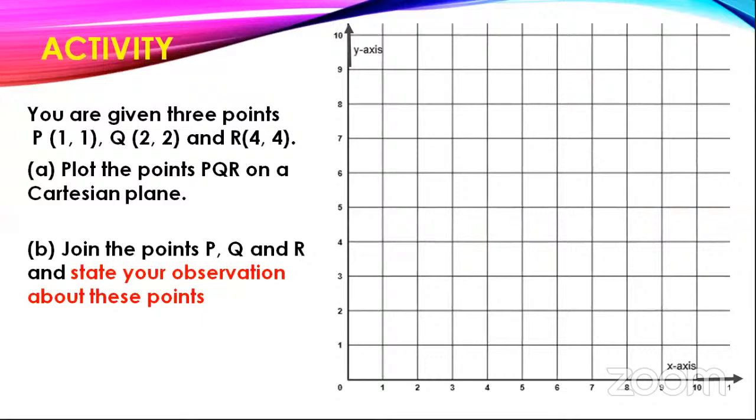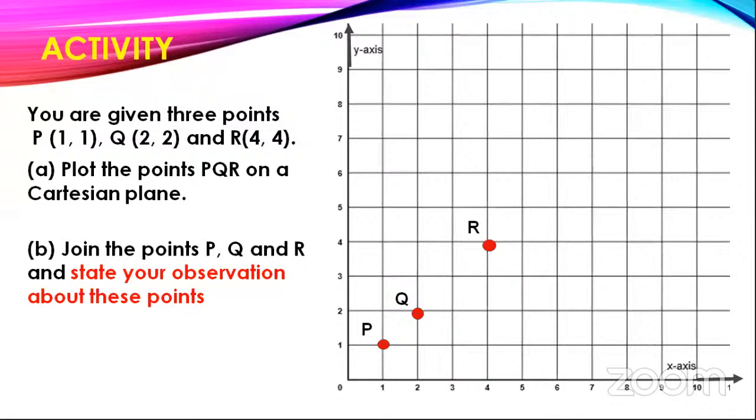So they say common direction, common point, on the same path. Here we're given 3 points. We're given P, Q, and R. The points are P (1, 1), Q (2, 2), and R (4, 4). And we're asked to plot the points. So Mrs. is plotting the points for us on our Cartesian plane here.